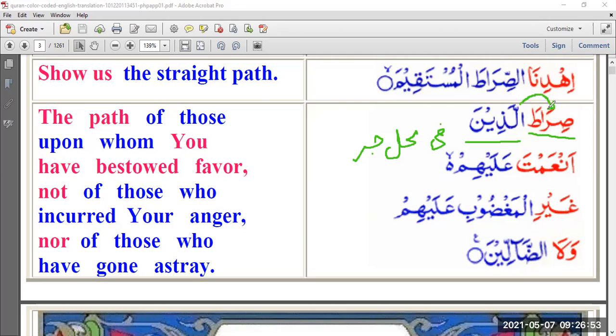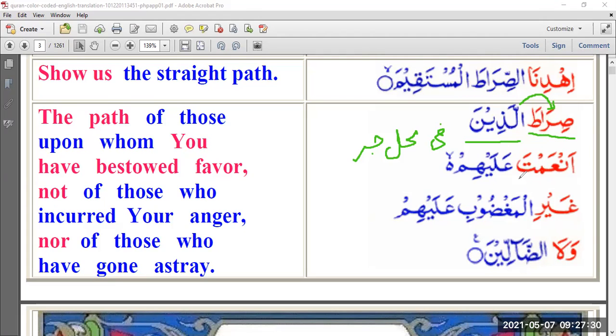So sirat alladhina is proper because all ism mawsul are proper, right? So this is proper. So when sirat has become mudaf with alladhina, this also is a category of proper noun, mudaf ilal ma'rifa. This is a mudaf towards a marifa. So it also has become marifa, the path of those. Alladhina means those whom, right? Miss, this is ism mawsul.